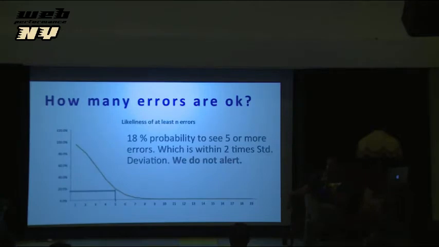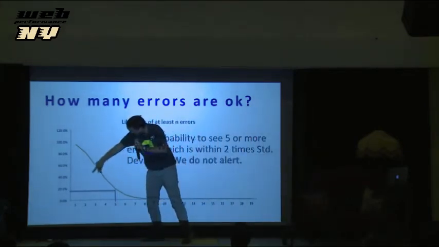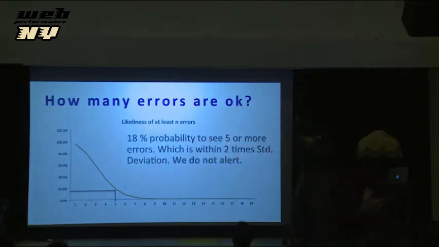Just rephrase the question. How likely is it to get 5 errors in 100 requests? And what we do is we simply draw this probability curve here, showing you how likely it is to get 5 or fewer errors in 100 transactions. And what we come up with is an 18% probability to see 5 or more errors.